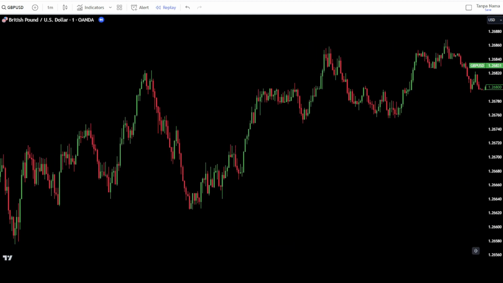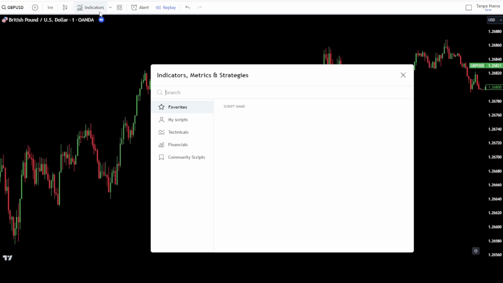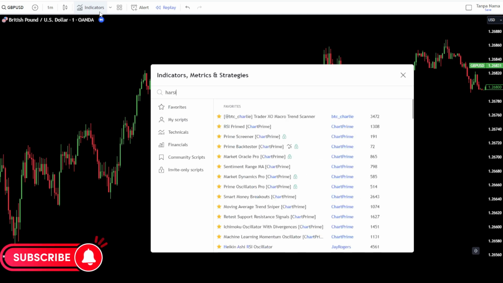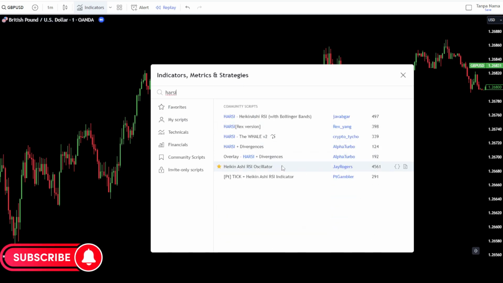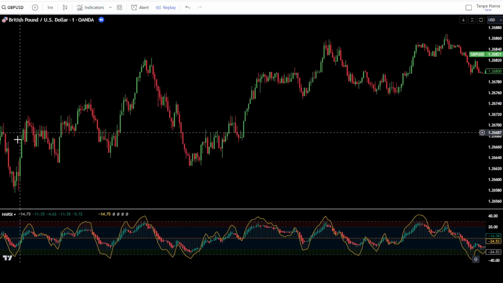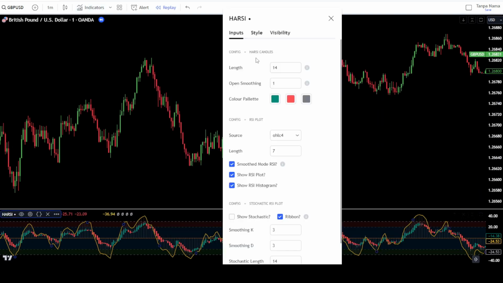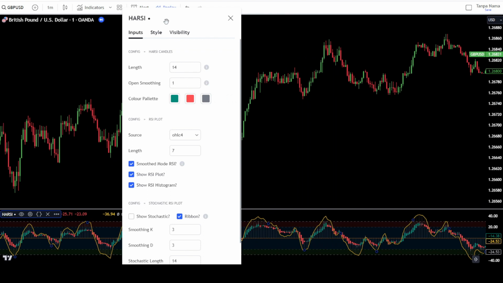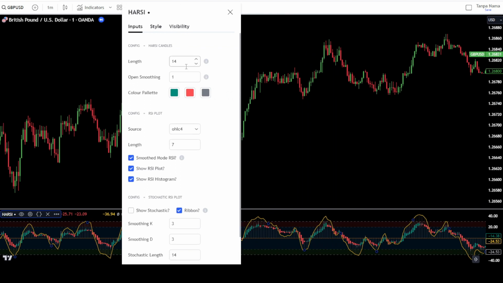Open your TradingView and navigate to the indicator search bar. In the indicator search bar, type RSI or Heikin Ashi RSI Oscillator, then select Heikin Ashi RSI Oscillator from J. Rogers. Next, let's make a few adjustments to the Heikin Ashi RSI Oscillator indicator. In the Input tab, change the open smoothing value to 8.